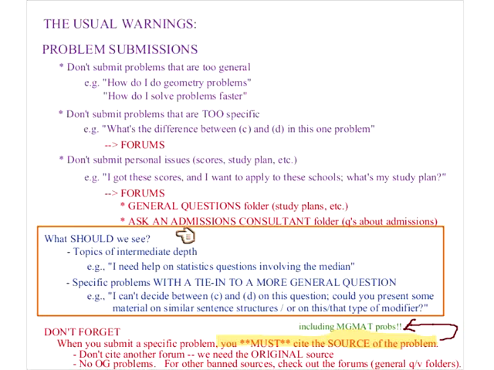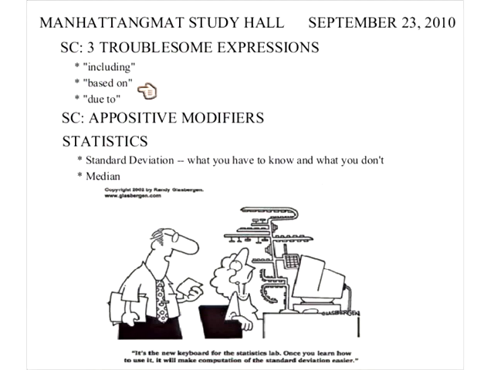Okay. All right, let's go ahead and get started. Again, here's your topic list for today. We're going to start by talking about 3 troublesome expressions in sentence correction, including, based on, and due to. The way we're going to do these, we're not going to do problems with these, but I'm going to introduce you to them, and then after we do a brief introduction to the way that these are used, I'm going to give you some OG problems as references.